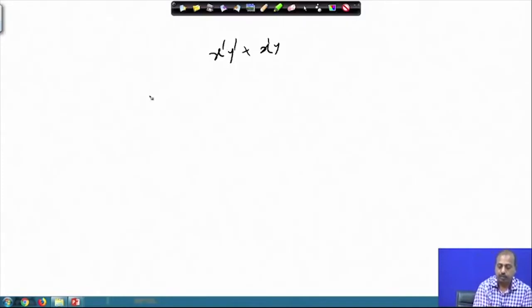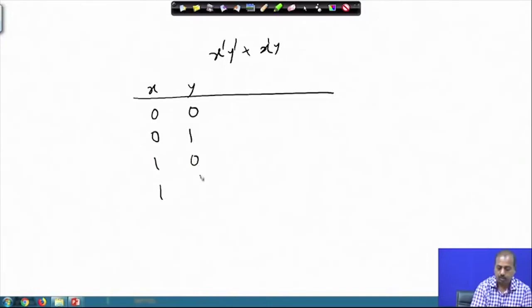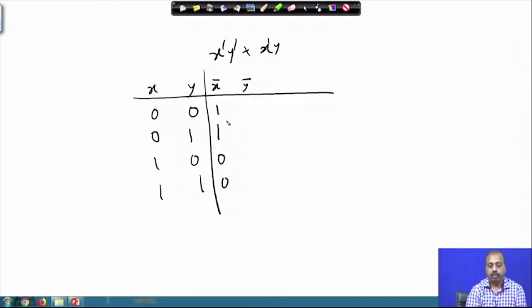Fine. So, if you want to get the truth table, what do you do? You take this x and y. They can take up the values 0 0, 0 1, 1 0 and 1 1. Now, I will need x bar and y bar, so I write down the x bar and y bar. The x bar value is 1 1 0 0, because when x is 1, x bar is 0, and when x is 0, x bar is 1, and y bar is 1 0 1 0.